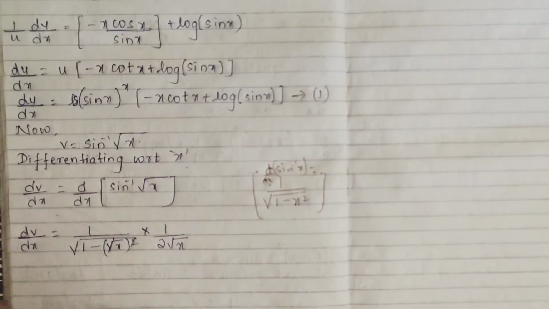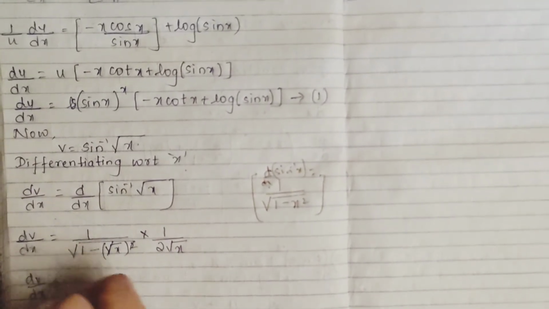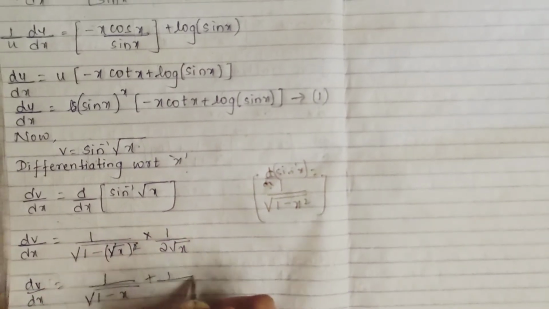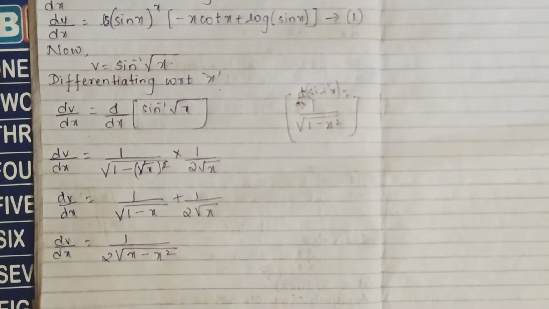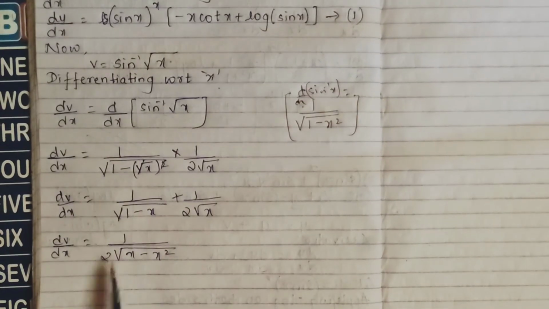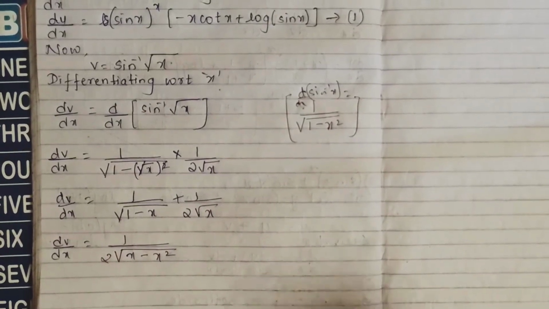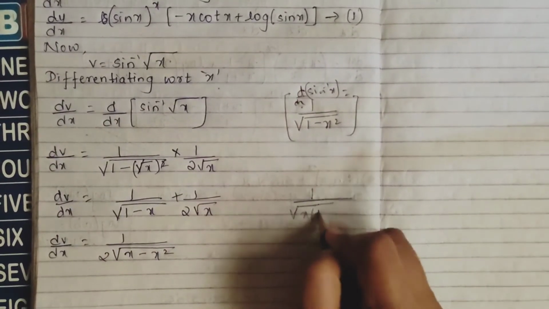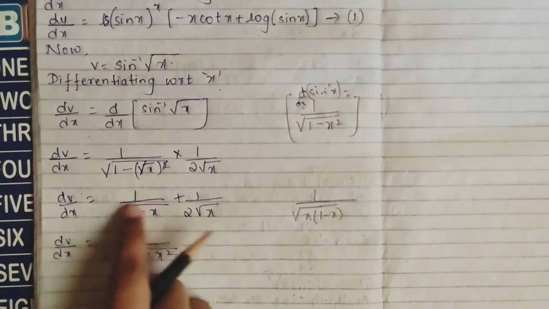So I'll be left with dv by dx is equal to 1 by root of 1 minus x plus 1 by 2 root x. So my dv by dx will be 1 by 2 root of, see, this is also root x, this is also root x, means how it is? It is root x of 1 minus x. So both roots I have taken inside only, right? Because it is root only. So this I can take inside.